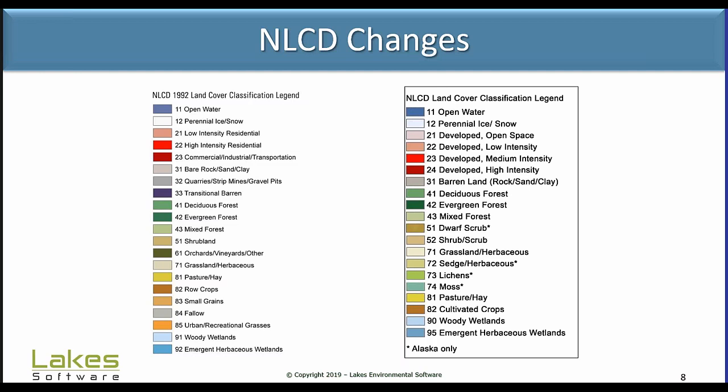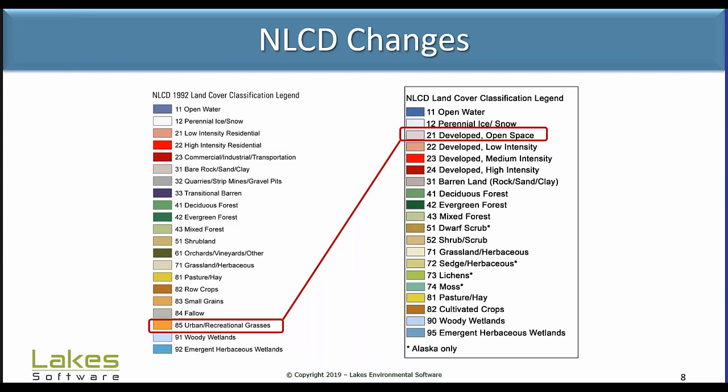One of the big changes that you may see is right here. Category 85 in 1992 was urban recreational grasses. And when you have met towers placed at airports, there's a lot of urban recreational grasses around them because you tend to have fairly flat land where you place your airports. This has somewhat transitioned into the new Category 21, developed open space.